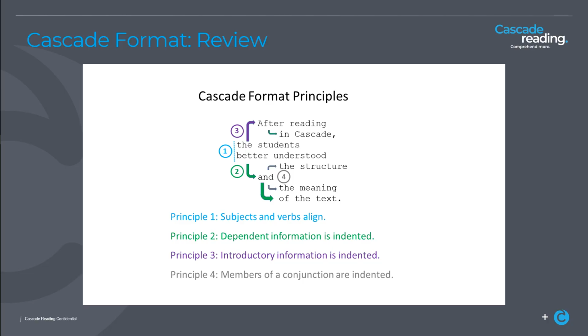Lastly, principle four states that members of a conjunction are indented past the conjoining term. For example, the structure and the meaning. Here, the word and conjoins the structure and the meaning. And so the word and stays where it is, while the structure and the meaning both get indented one level past and. This makes it very easy to see what's getting conjoined by the word and. If you want to see these principles in more detail, I encourage you to watch our first video series.